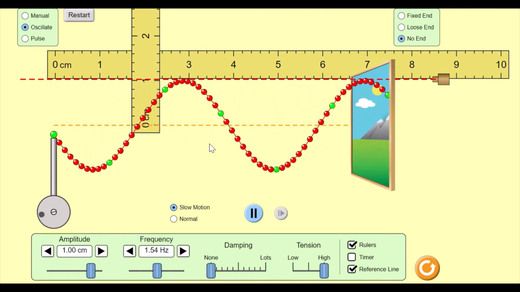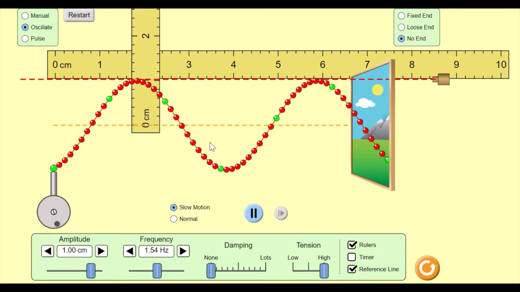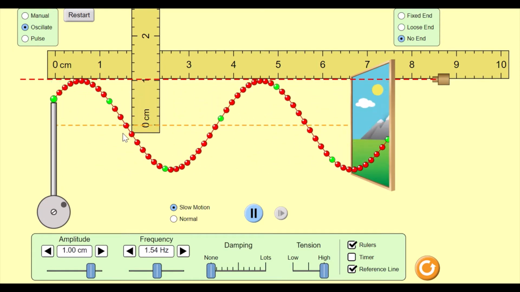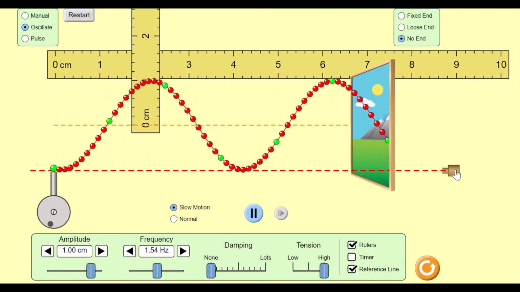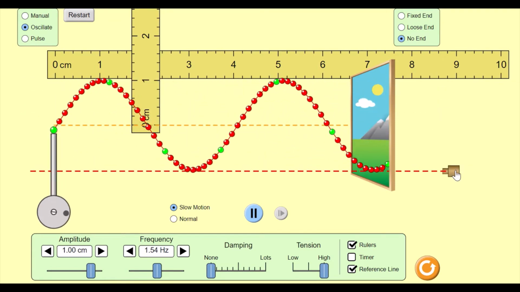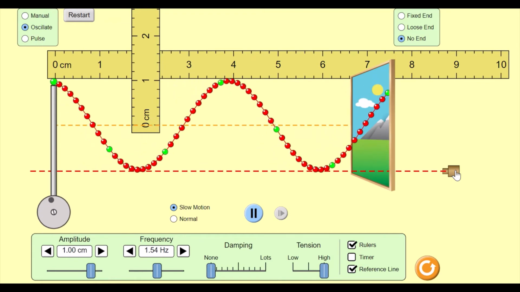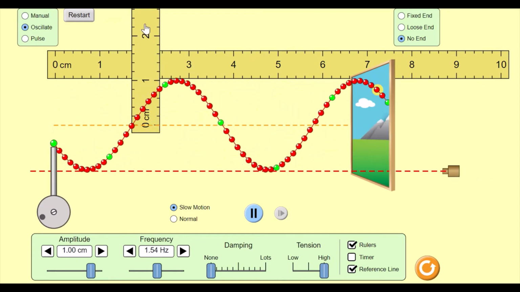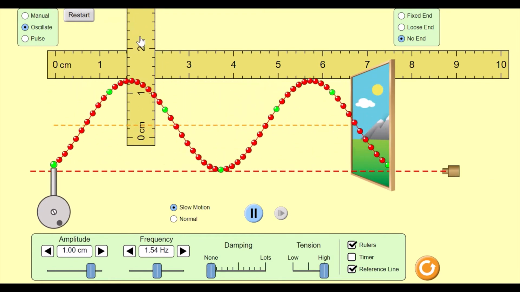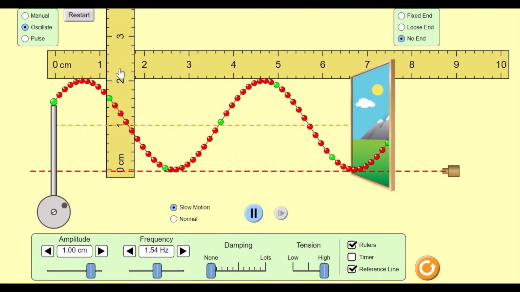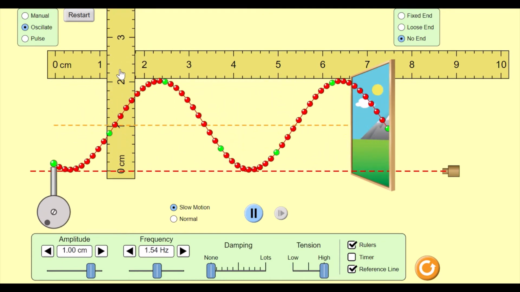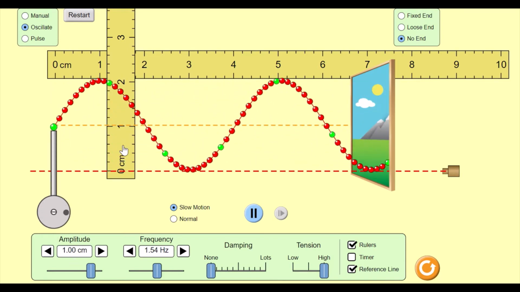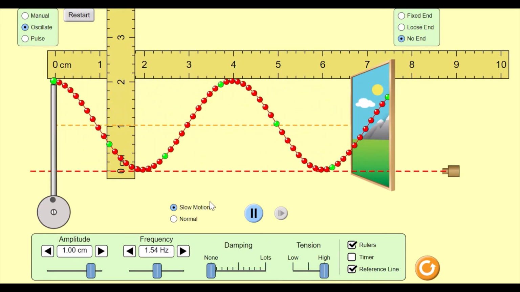There's another way to measure the amplitude, which is from the equilibrium to where? To the lowest point. I'm moving the red indicator to the position of the trough, the lowest point of the wave, and you can measure that it is also approximately 1 cm. It's not super accurate, but that's the setting: 1 cm, 1 cm.